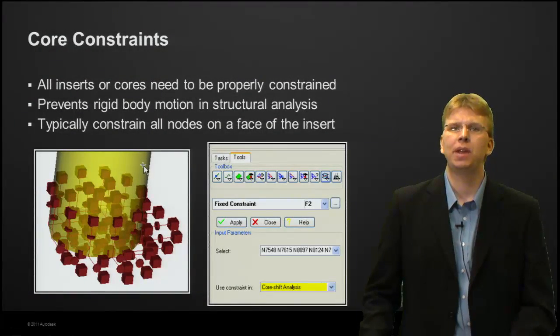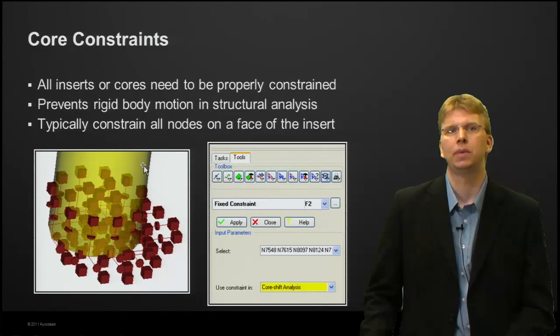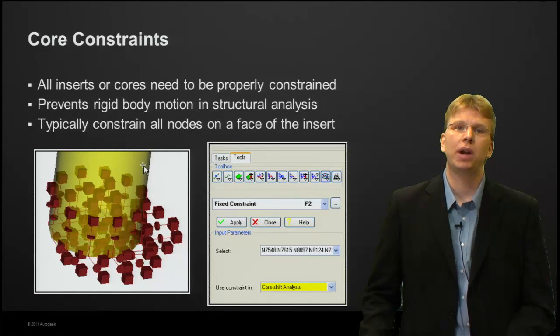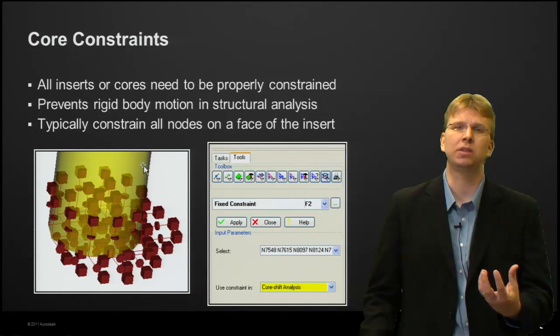Core constraints are something that we need to define in order for the insert of the core to be constrained during the analysis. The reason why we have to do this is it prevents rigid body motion in the structural analysis, so that when the polymer hits the core, it can take the loads that are on it. What we will do is we'll go into the constraints of this software, and we'll set up fixed constraints at the bottom section of the insert. And this will provide everything that we need for the pressures to develop and how it's going to actually be constrained in the mold.